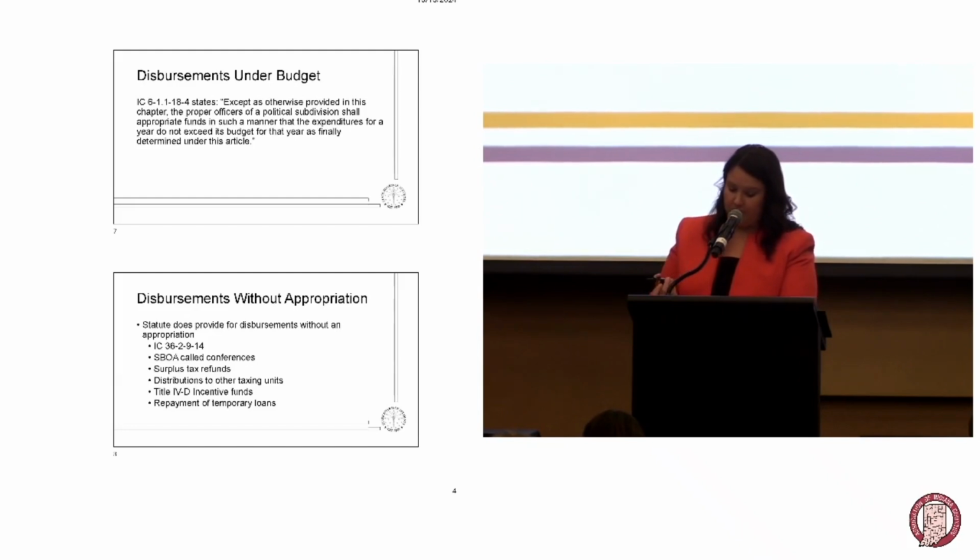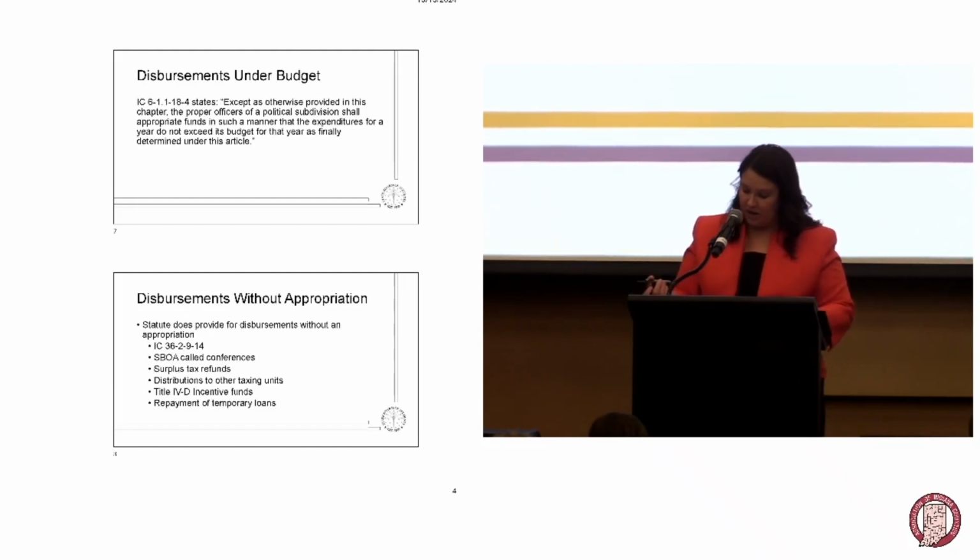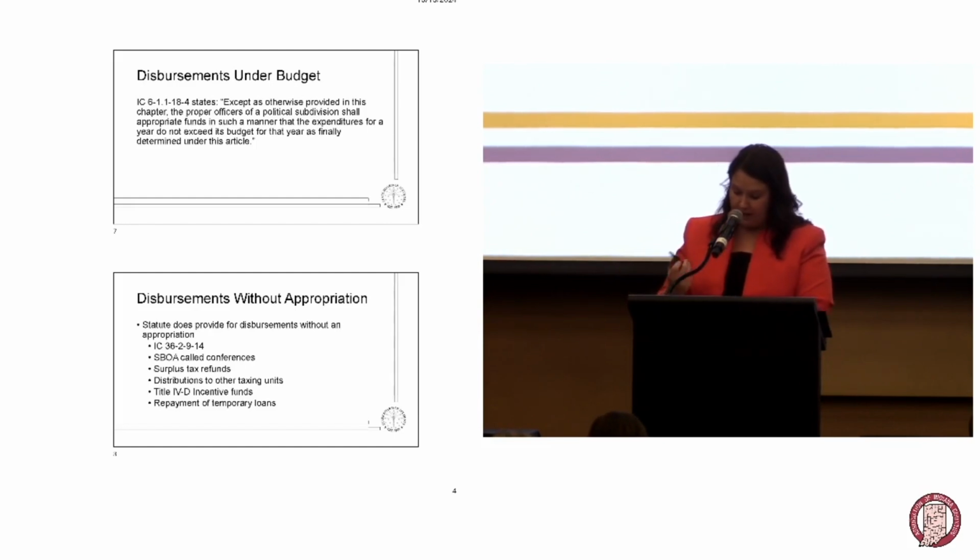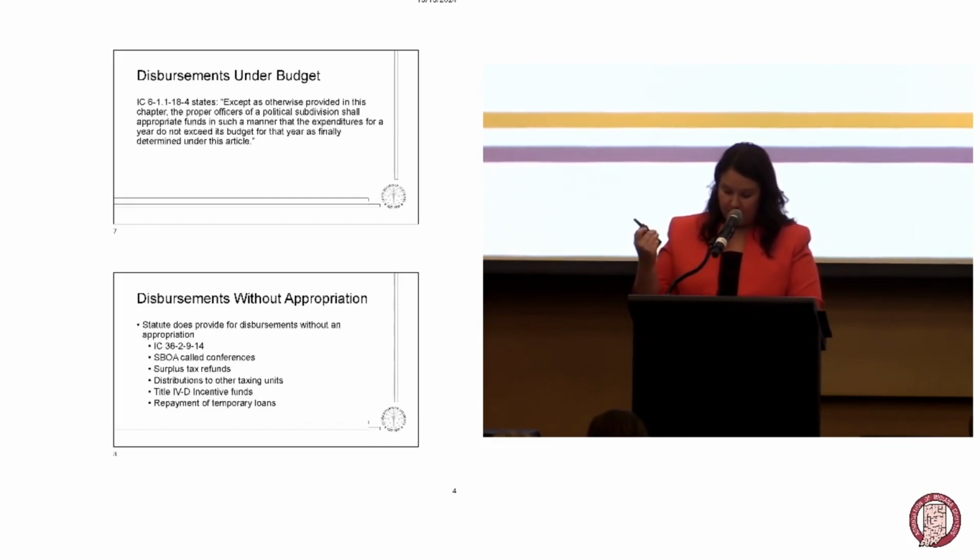IC 5-11-14-1 provides that all payments of mileage and lodging shall be made from the general fund from any money not otherwise appropriated and without any previous appropriation being made therefor. You do not need an appropriation to make refunds for surplus tax. That is one we get a lot of questions on. Distributions of property taxes, excise tax, and LIT taxes to other taxing units do not require appropriation. Like I already said, Title 4D incentive funds can be spent without appropriation. You do not need an appropriation to, again, repay a temporary loan.